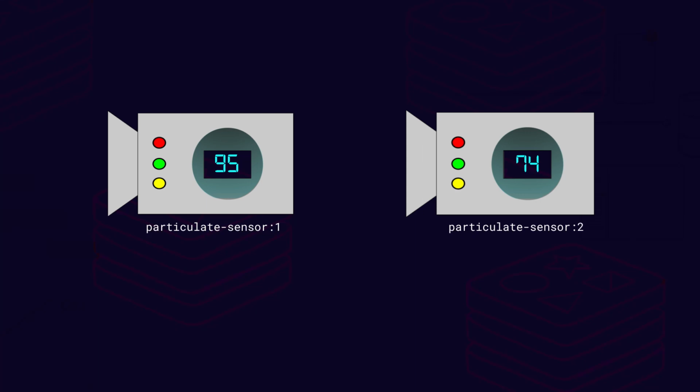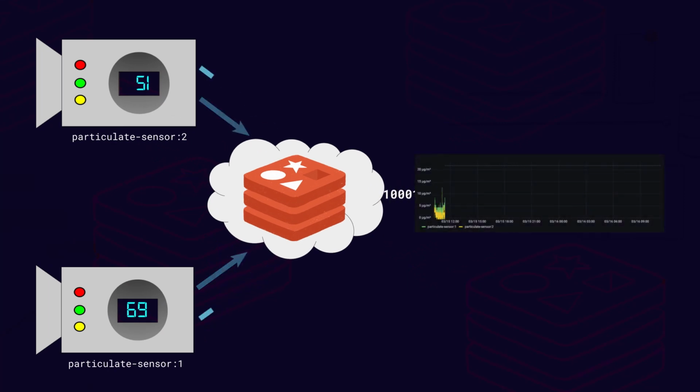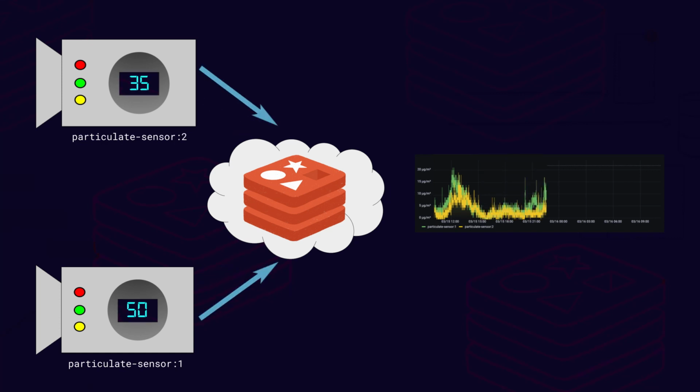Let's say I want to see a graphical representation of the samples from my two air quality sensors. I can connect Redis to Grafana, a data visualization platform, to see the air quality over time. This is great, but quite costly for Grafana to consume a day's worth of samples from my time series to create this view.